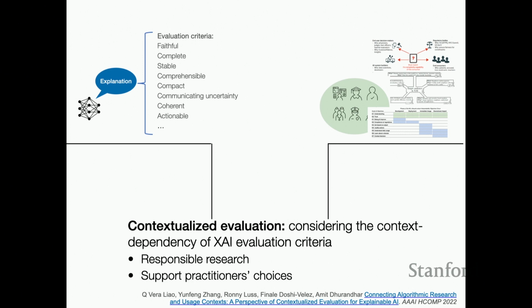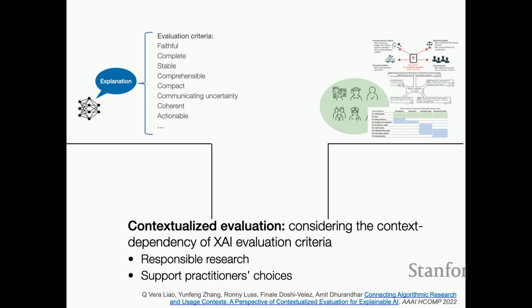But on the other side, right, as I discussed in the beginning, HCI work is trying to point out that there are different downstream use cases. People have different goals they want to achieve with the explanation. So our goal is to be able to explicitly consider this context dependency, right? In what kind of use case, which evaluation criteria matter?